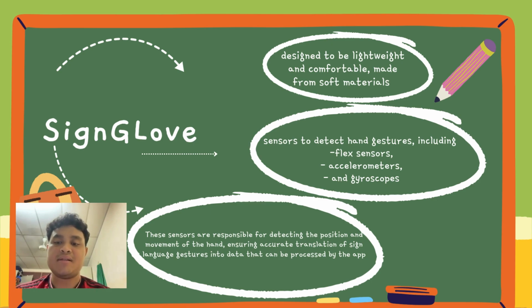For flex sensors, these sensors detect the bending of fingers, capturing the precise hand positions and movement required for translating specific signs. For accelerometers and microscope, the sensors help detect hand orientation and speed, ensuring that the gestures are interpreted with high accuracy, even for fast or complex movements.